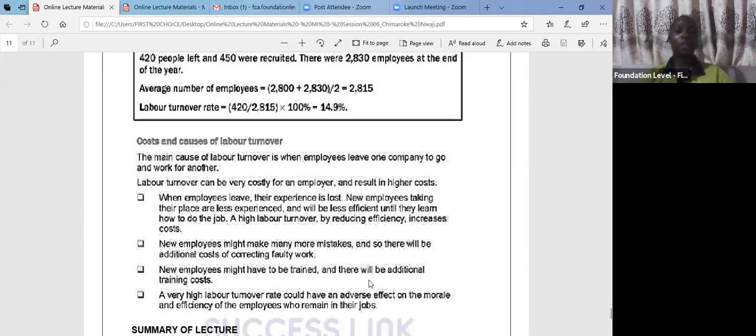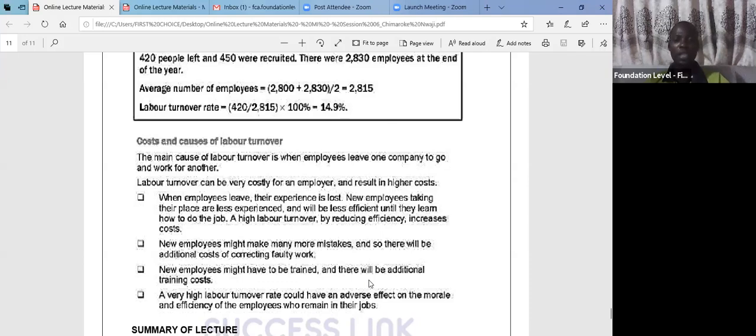What could be the cost of labor turnover? Labor turnover is when employees leave one company to go and work for another. It could be costly for an employer because he must have trained this staff and equipped him, and now he is gone. The training has gone, everything has gone, and it's going to be costly. So when employees leave, their experience is lost. Some people are experienced in the job, and when they leave, they leave with their experience.